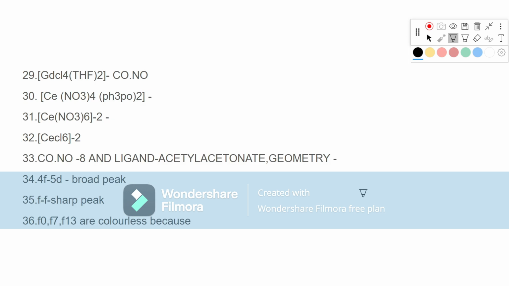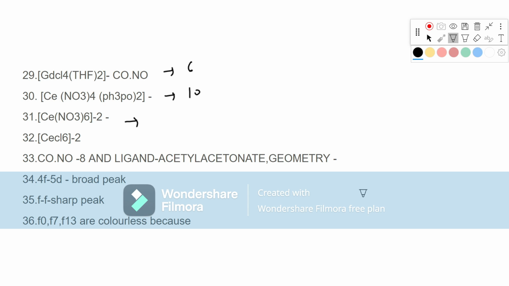Next, GdCl3 with THF twice. Tetrahydrofuran is only monodentate, so 2 into 1 is 2, plus 4, so coordination number is 6. Next, NO3 4 times and Ph3PO twice. 4 into 2 is 8 because this is the bidentate ligand. Ph3PO is monodentate, 2 into 1 is 2, 8 plus 2 is 10. So coordination number is 10.